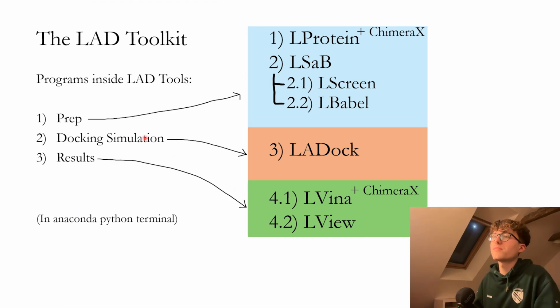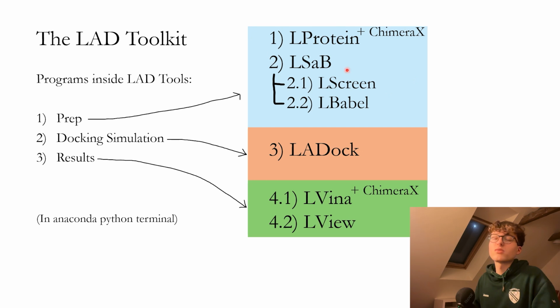So on the prep side of things, we have L-Protein, LSAB. LSAB stands for Lightning Screen and Babel. And this LSAB program just combines L-Screen and L-Babel into one process, so you don't need to run them individually. So it just saves you time. After having run these 2, you'll have your ligands ready as well as your protein ready.